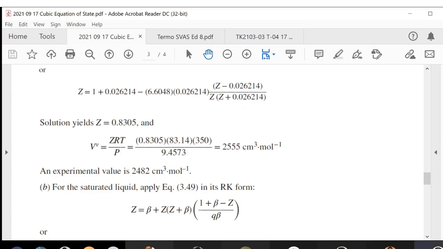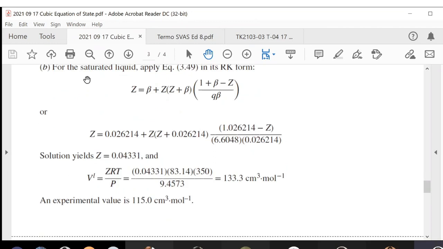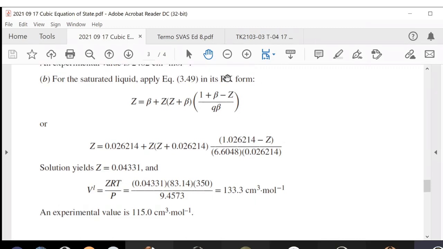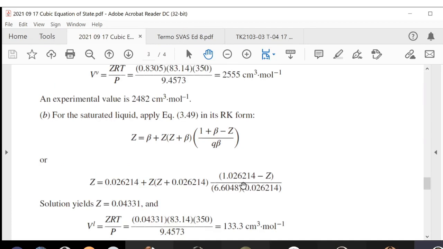Okay, I will continue. This is for saturated liquid. Previously it was for saturated vapor, now it is for saturated liquid. Using Redlich-Kwong, the same thing. We put the beta, we put the Q, put everything over here, and then get the root of the Z. You get Z 0.04. The volume of the liquid is ZRT over P. This is 133.